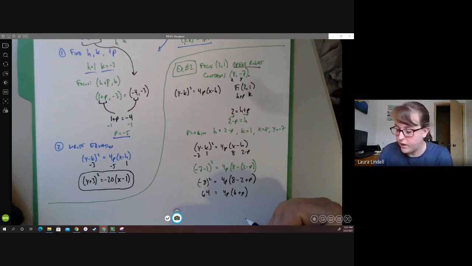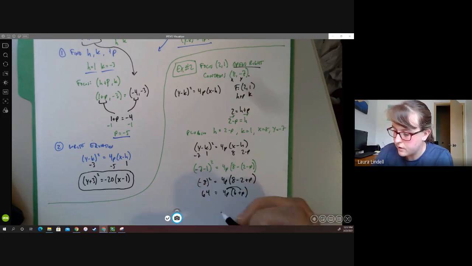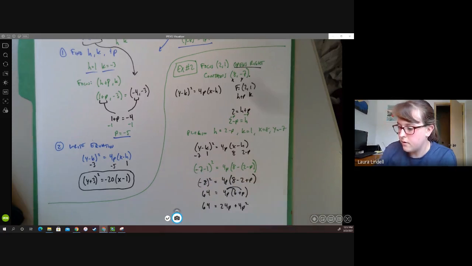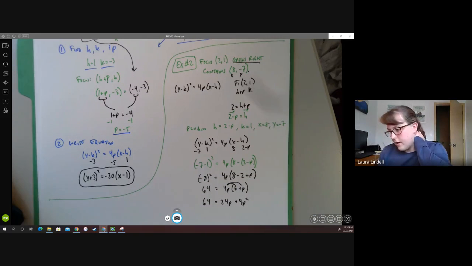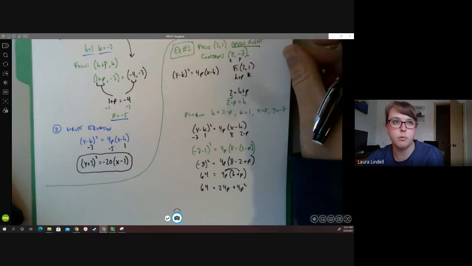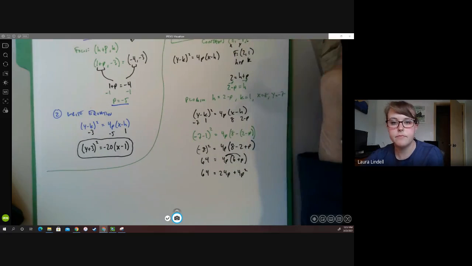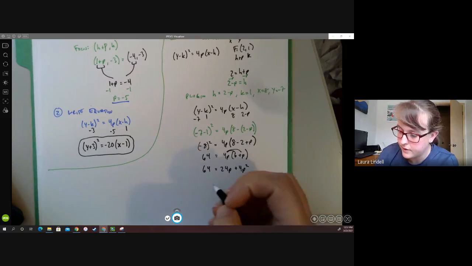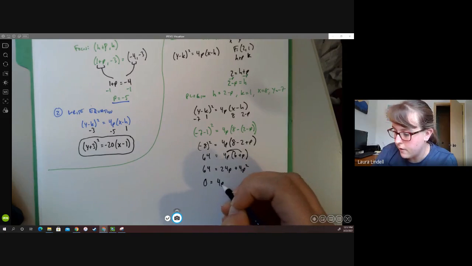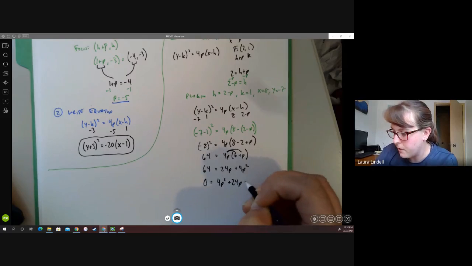Okay. Then we can distribute. We get 24p and then plus 4p squared. And now we have a quadratic that we can solve for p. So this version of the problem is a little bit lengthier than just the focus and vertex version of the problem. So we get, if I set it equal to 0, we get 0 equals 4p squared plus 24p minus 64.